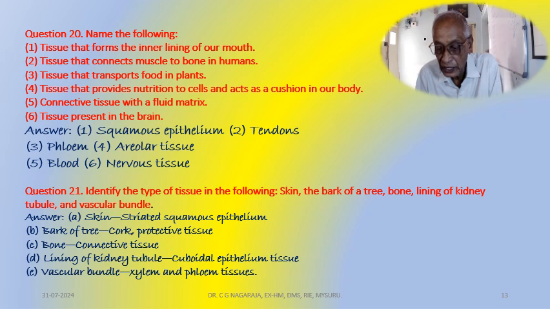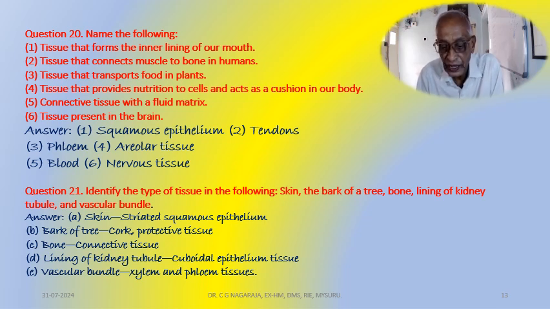Second, the bark of a tree contains cork, protective tissue. Cork is a dead tissue. 3. Bone. Bone contains connective tissue. Some of them are called osteocytes. These cells do not function as living cells in an adult organism, including man.